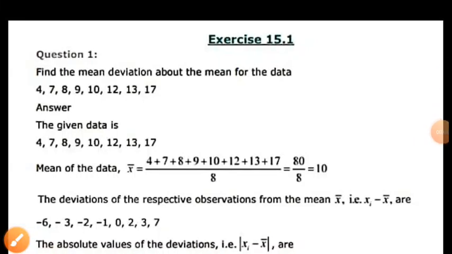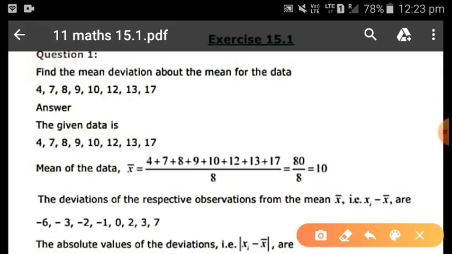11th statistics, exercise 15.1. Let us see the problems. The first problem is given to you: find the mean deviation about the mean for the data. Here the data is given to you: 4, 7, 8, 9. This type of data you can consider discrete data, just ungrouped data.